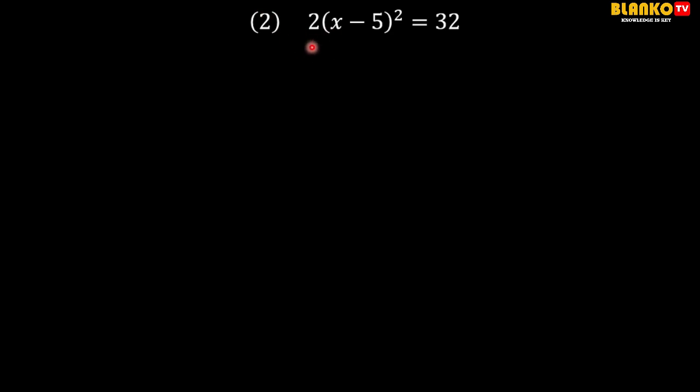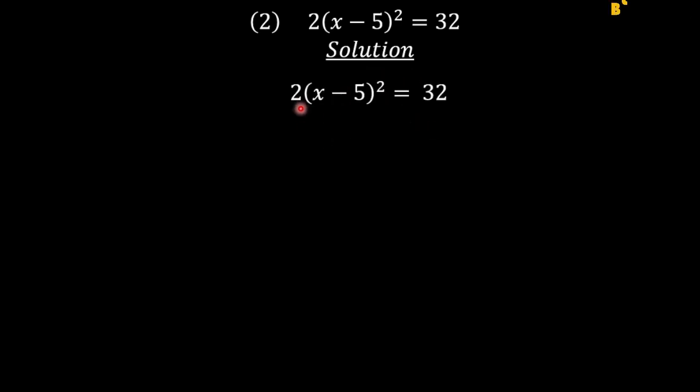So let's move on to solve the second one, that is question 2. We have to solve the quadratic equation 2 multiplying x minus 5 in the bracket square equals 32. So the solution. We have 2 multiplying x minus 5 in the bracket square equals 32.